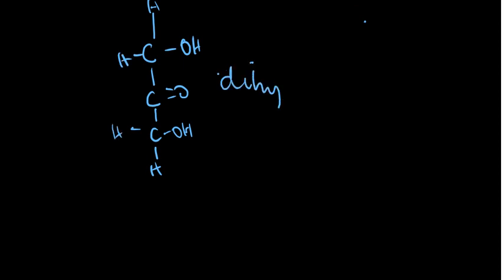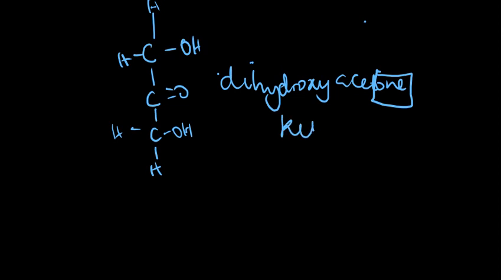So this is dihydroxyacetone. When you look at this at the end of the name of a molecule, you already know that it is going to be a ketone group, because the carbonyl group is on carbon number 2. Alright, the next part that we're going to talk about is pentoses.